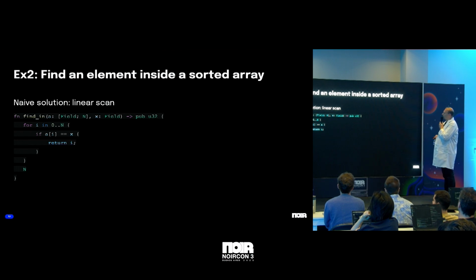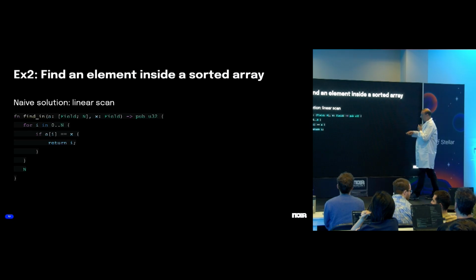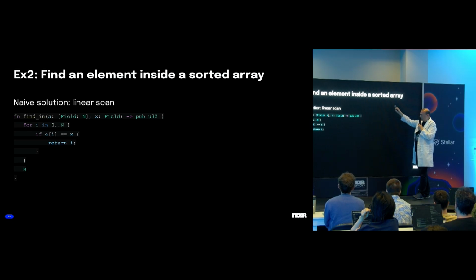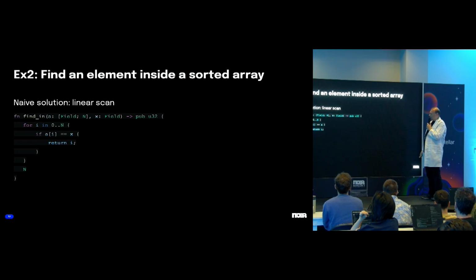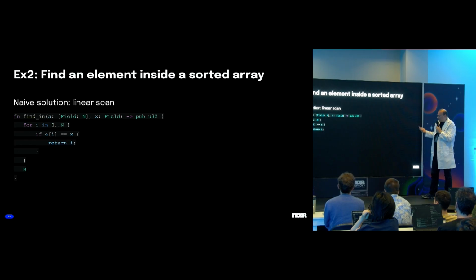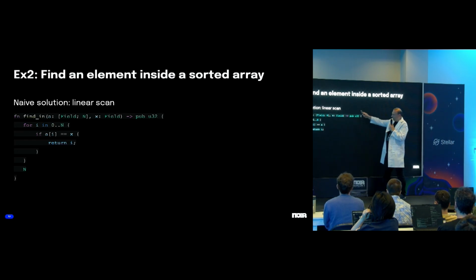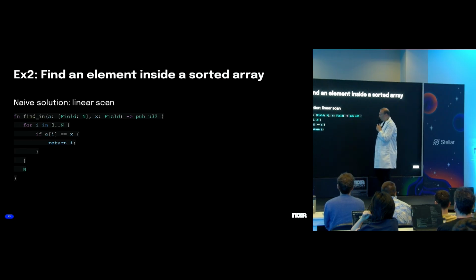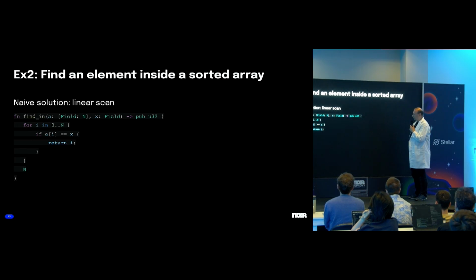Another example, which is also simple, is what if I want a function that finds an element inside an array that is sorted? The simplest solution would be to do a linear scan, and when I get to my element, I just return it, okay? And that doesn't work.